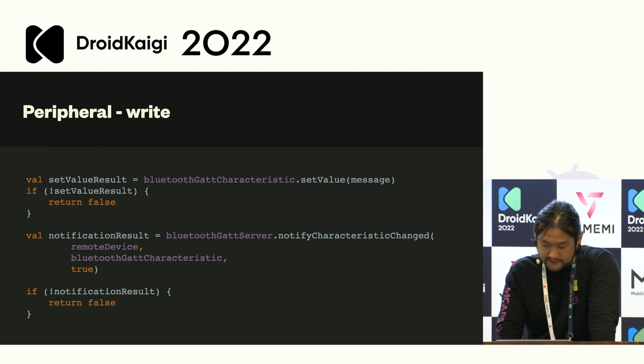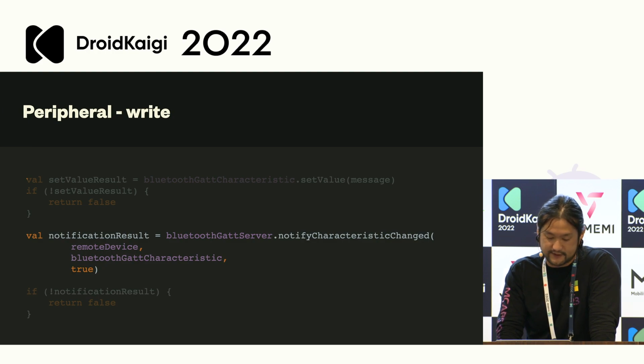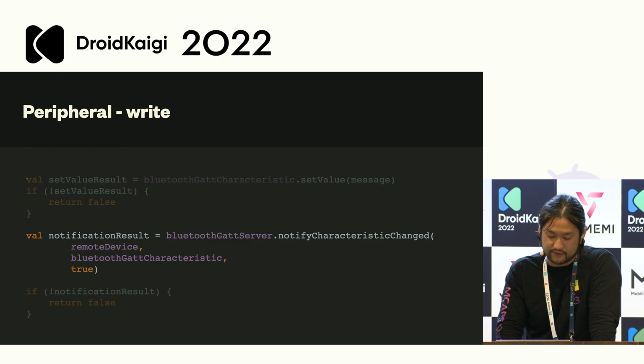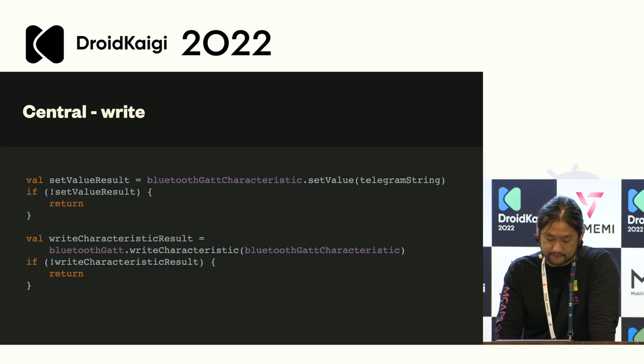We start with peripherals. Let's recall the process. Peripherals notify central of any changes in the characteristic to which it subscribed. In other words, when you want to send some message from peripheral, simply write a value to it and notify it.